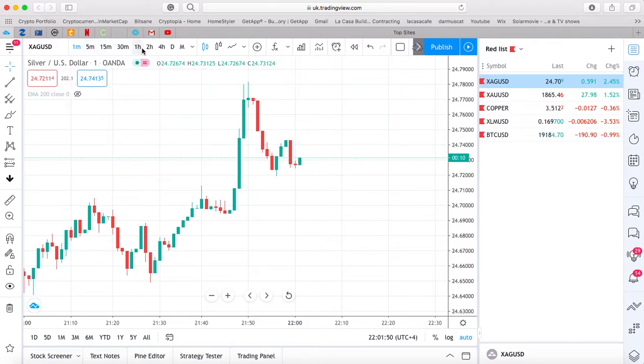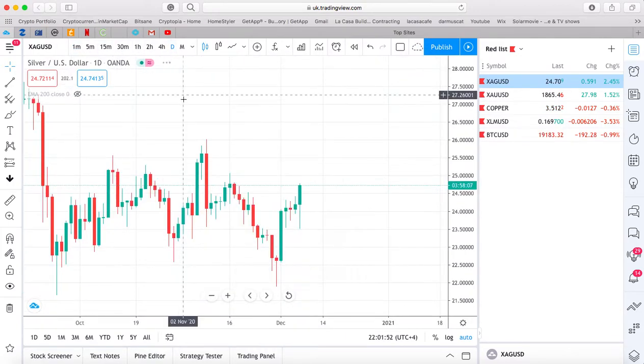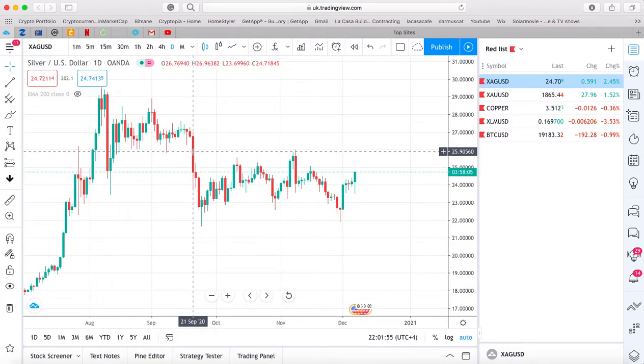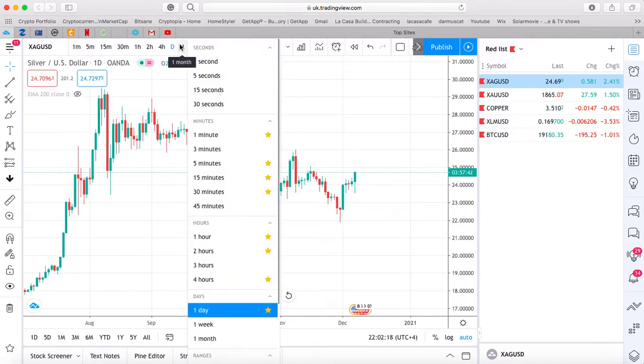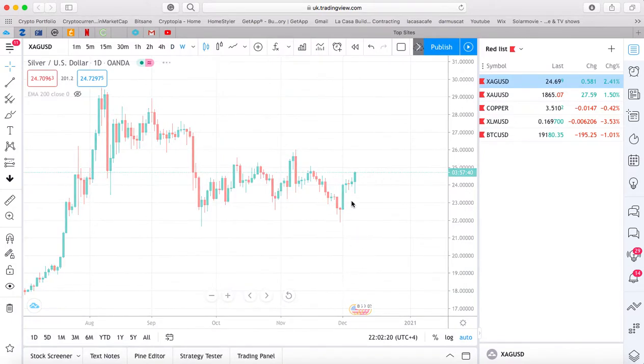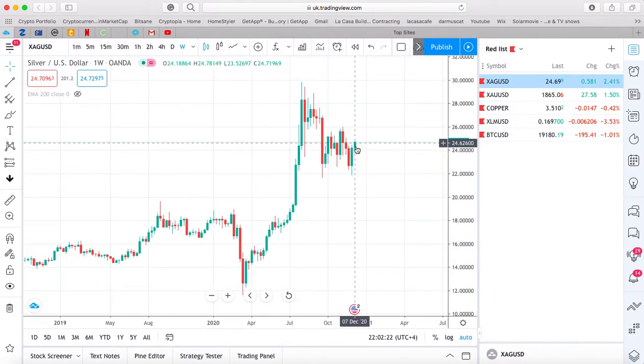The bigger the time frame, the further out you're trying to speculate on future price. If you're picking a 1 minute time frame, you're expecting to see the results for about the next 5, 10, or 15 minutes. But because most of us are stacking silver for the long term, I would recommend at least picking a day. You could also go down and pick 1 week. So now this candle is 1 week.